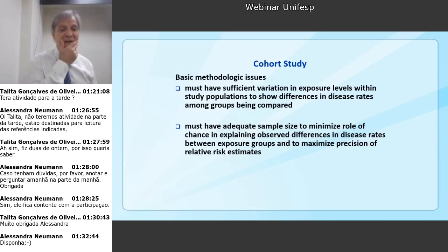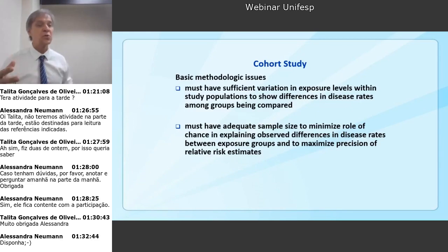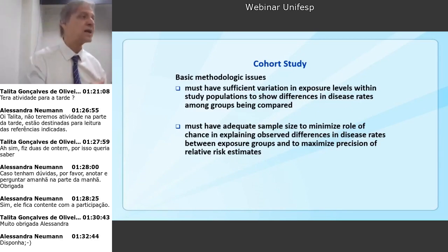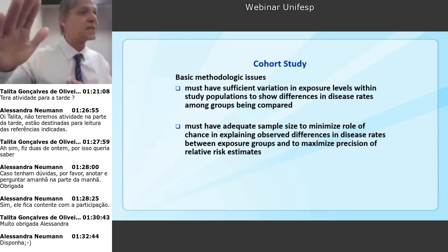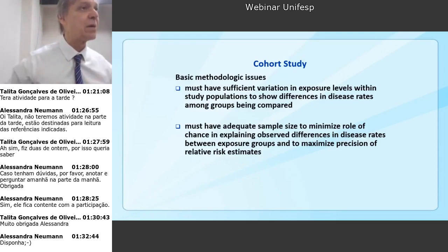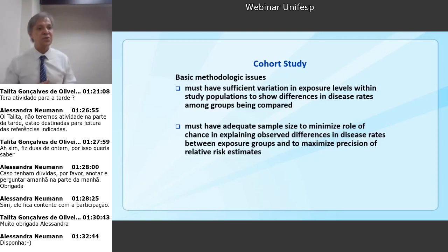Cohort studies, basic methodological issue. You need to have sufficient variation. I mentioned to you that I need to have contrasts. So the ideal cohort for studying ADL is one where you are looking for an ADL of 10. That's your maximum. That's the worst case scenario. That's your outcome. And then you eliminate anybody who has ADL between 0 and 4 at the beginning of the follow-up. But you're going to end up with a lot of people with ADL between 0 and 10.